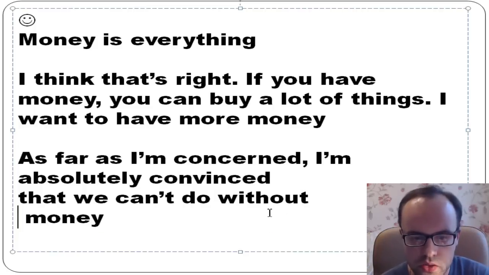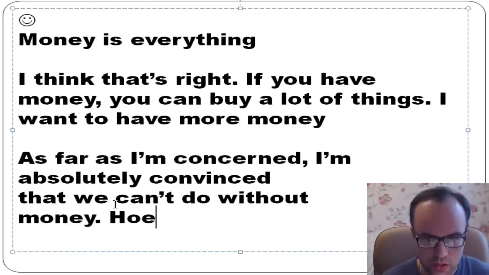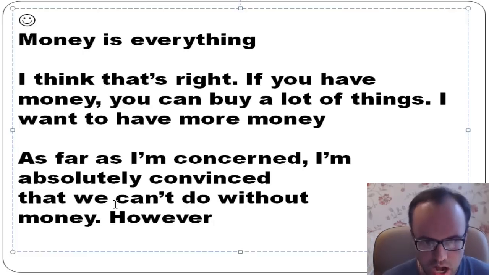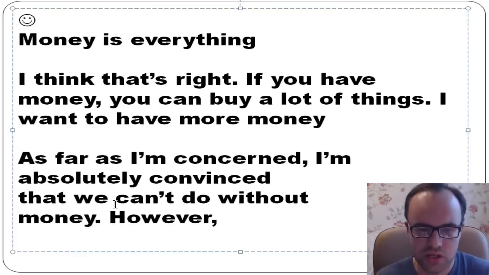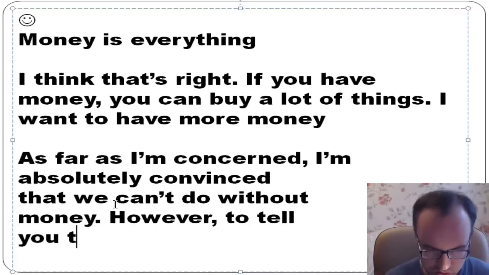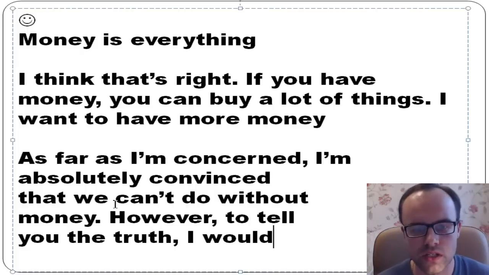Yeah. So then we can use, for instance, one more linking phrase. "However, we can't do without money." However, and then you can develop this idea or say something like this. "However, to tell you the truth," or "to be honest," "to tell you the truth, I wouldn't put it in first place for several reasons."